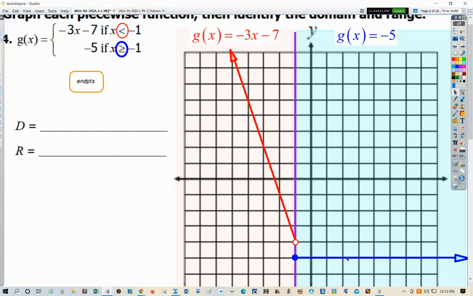The blue function, we're only going to include the piece of the horizontal line to the right of our boundary, and we are going to include that endpoint, so it's closed. Okay? Give me a 1 to 5 on that. Okay? Well, that's pretty good for piecewise functions. These normally are pretty tough for people to get the first time. You guys are doing great.